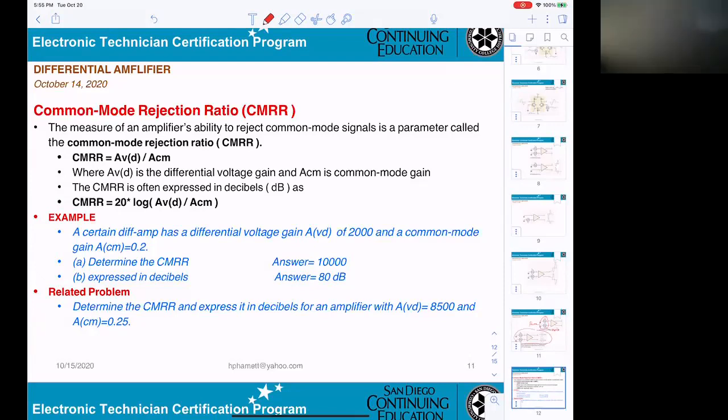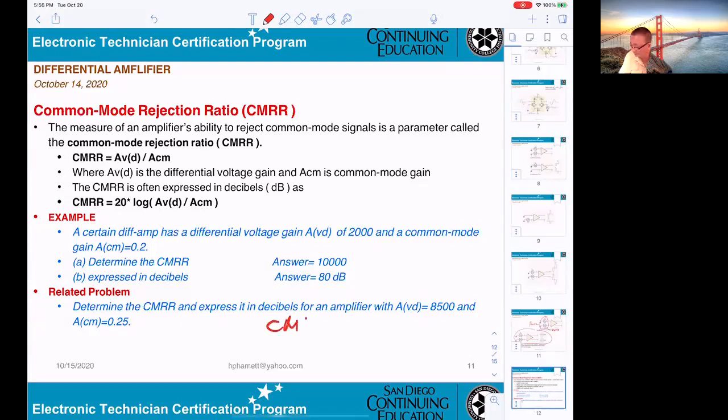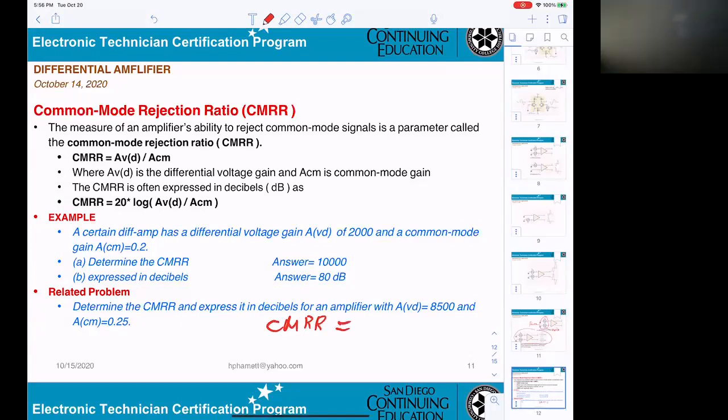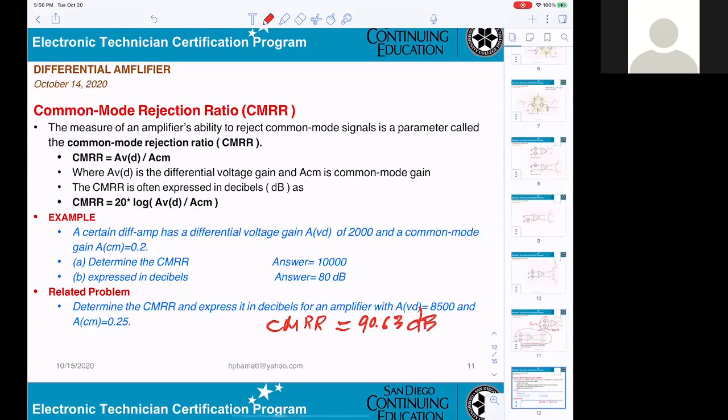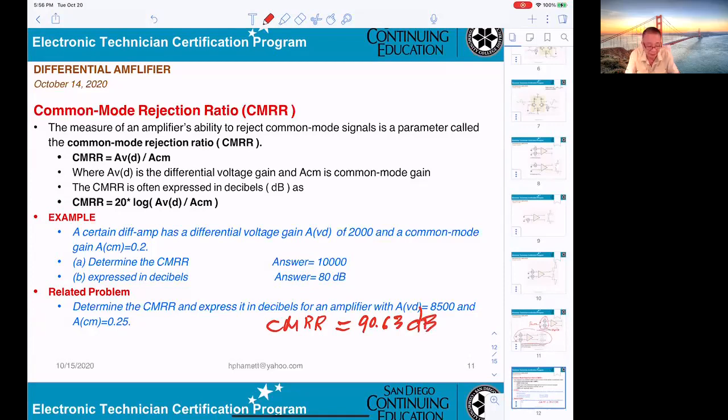$90.63. Okay, you get the CMRR 90.6, right? Correct. You get the CMRR. Is it dB or no? Yeah. 90.63. That is the answer. You get the same thing.